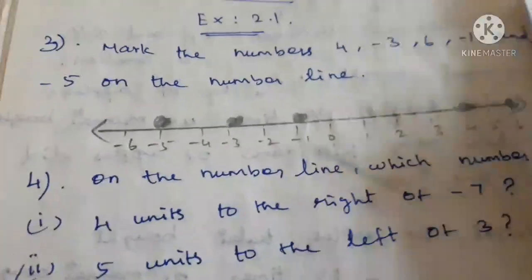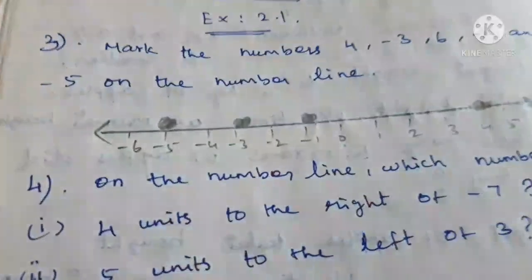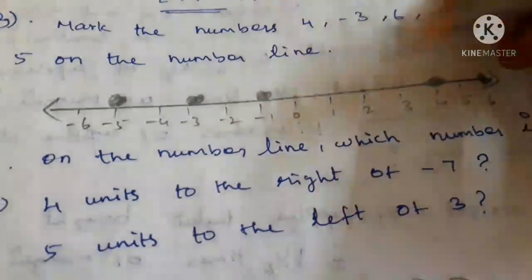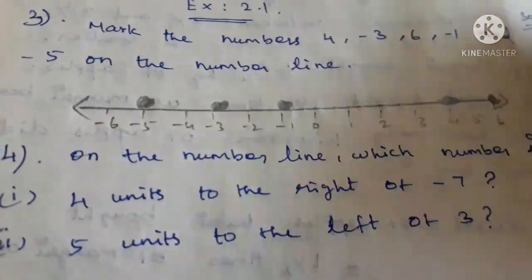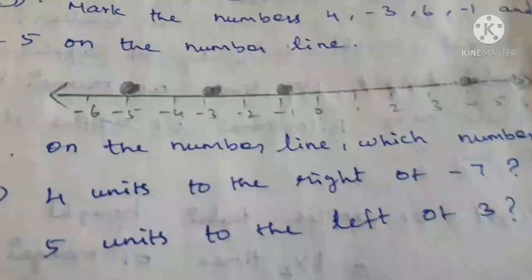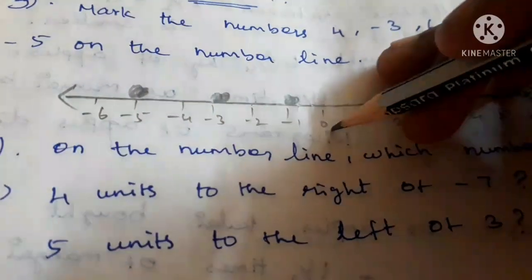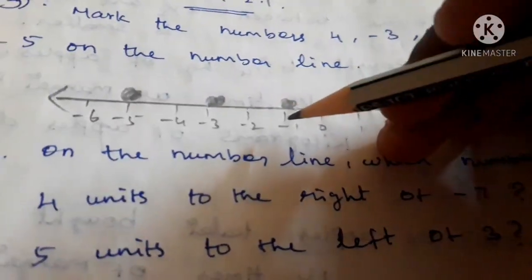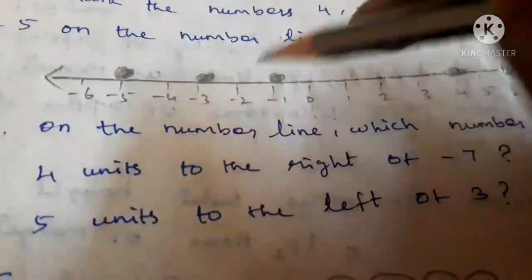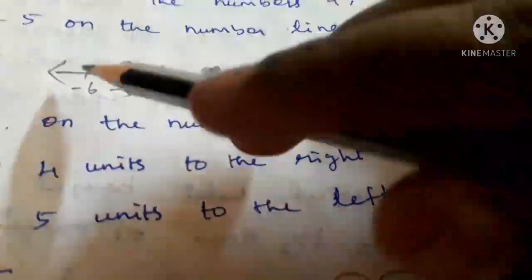Students, let us continue with exercise 2.1, third question. Mark the numbers 4, minus 3, 6, minus 1 and minus 5 on the number line. What we are going to do is mark all the numbers on the number line. I already told you, you should start with 0, then mark 1, 2, 3, 4, 5 in order, and then in the reverse order you should mark minus 1, minus 2, minus 3, minus 4, minus 5, minus 6.